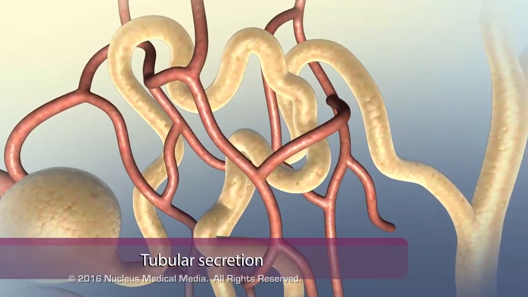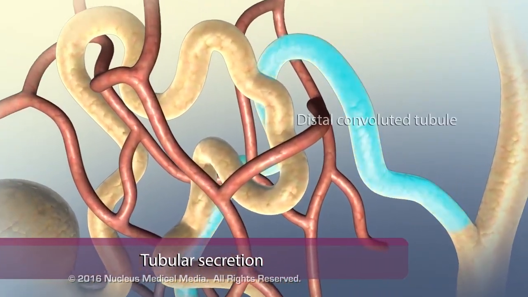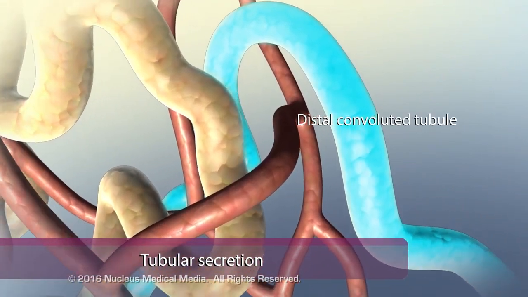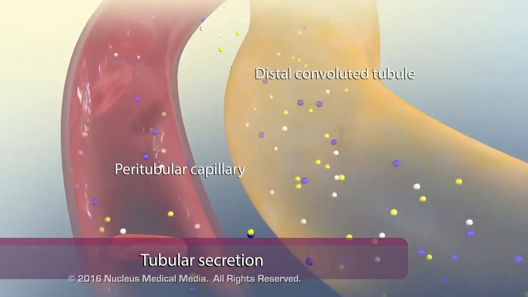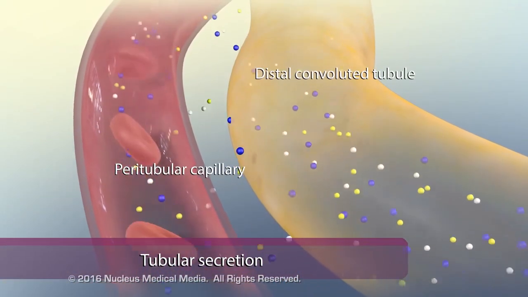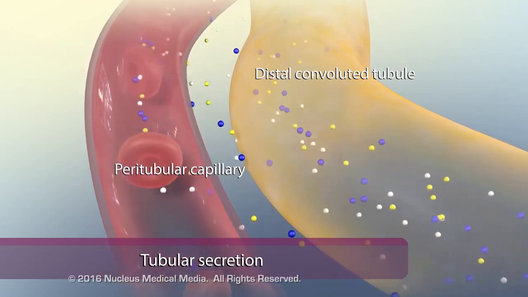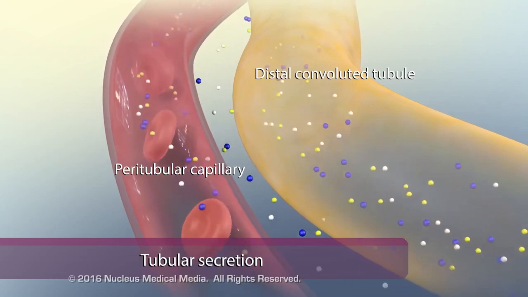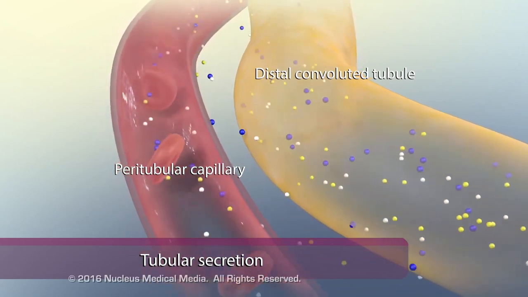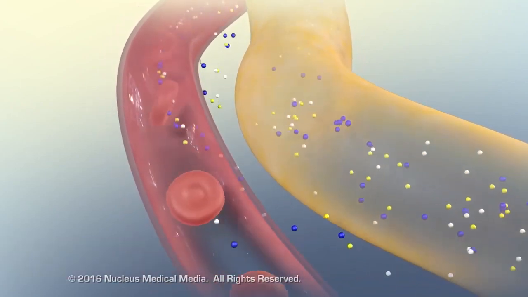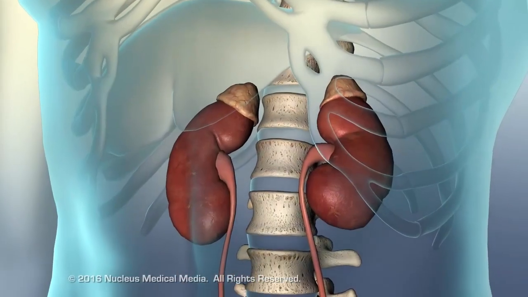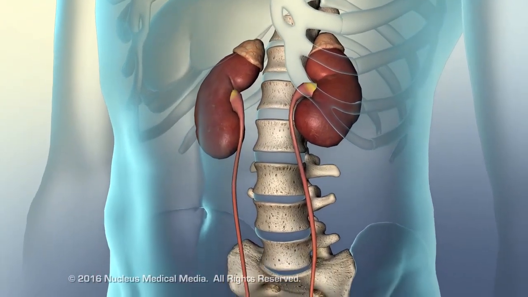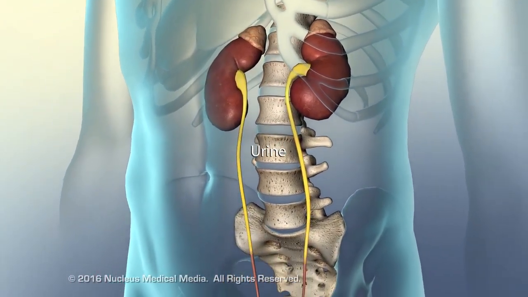The final step of urine production is tubular secretion, which occurs primarily in the distal convoluted tubules. These tubules extract larger nitrogenous wastes, excess hydrogen ions, and excess potassium ions from the peritubular capillaries and secrete them into the tubular fluid. From here, these wastes will continue through the urinary system until they pass out of the body in urine.